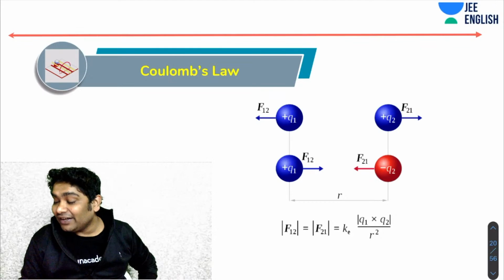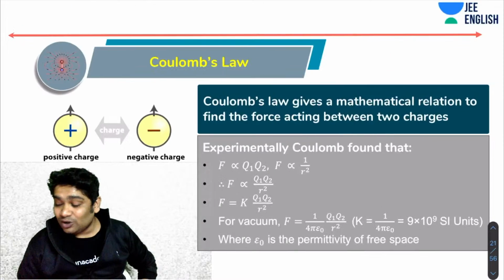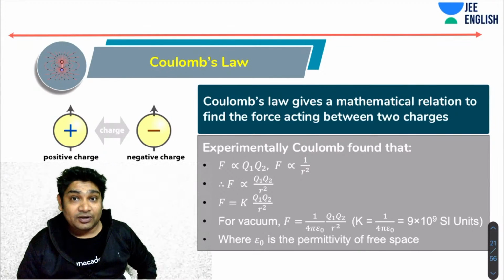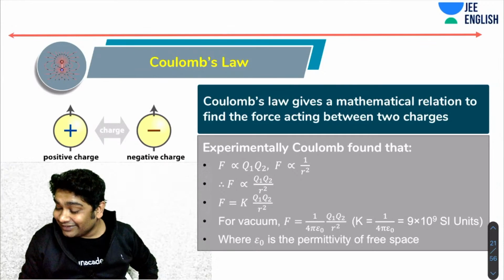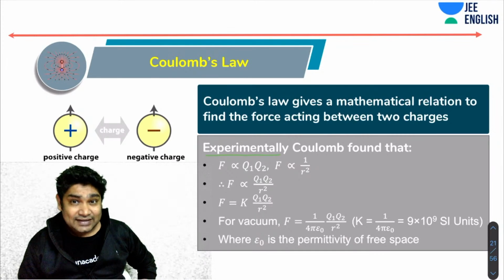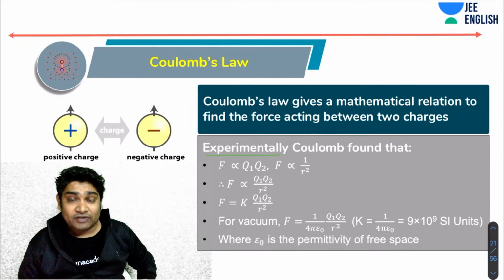Anyhow, so let's move forward our discussion to Coulomb's law now. Okay, so we've already realized the properties of charges. Next, we'll talk about Coulomb's law. What is Coulomb's law? Coulomb's law gives us the mathematical relation to find the force acting between two charges. Now, experimentally, Coulomb found, please note, experimentally Coulomb found that the force between two charges is directly proportional to the product of the two charges and inversely proportional to the square of the distance between them.